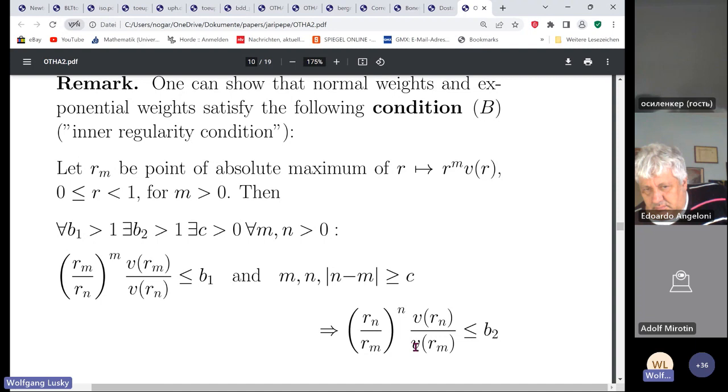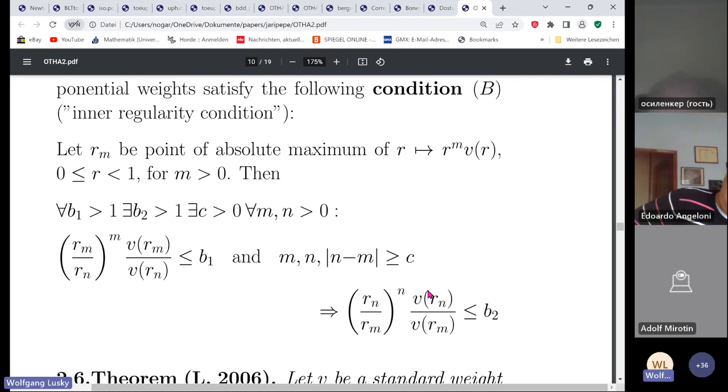Now the condition is the following. If I take a control number b1 larger than 1, such that this quotient is smaller than or equal to b1, I find b2 depending just on b1 and nothing else, such that the corresponding quotient here is smaller than or equal to b2, at least for the indices which are sufficiently large apart and sufficiently far away from zero. So this is some kind of inner regularity. And this helps very much, if condition B is satisfied, to analyze the weighted sup norm and to give suitable estimates. But it has other meanings.